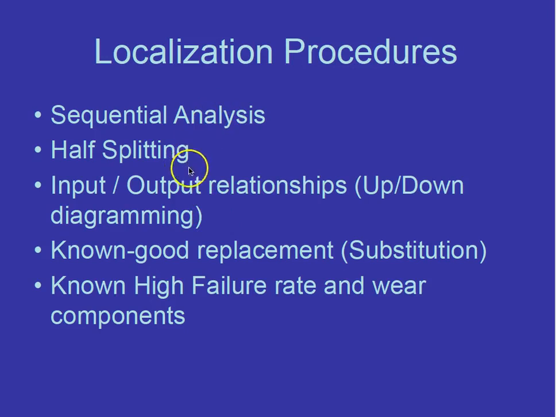So these look pretty easy to understand: sequential analysis, half splitting of the circuit, input output relationships, which we briefly discussed, and then replacement of the component, old to new, and then look for any components which have a higher failure rate, or if there is any wear and tear in the component.